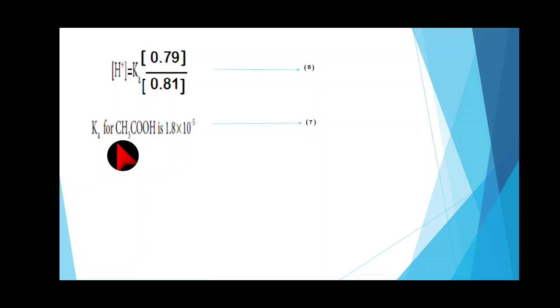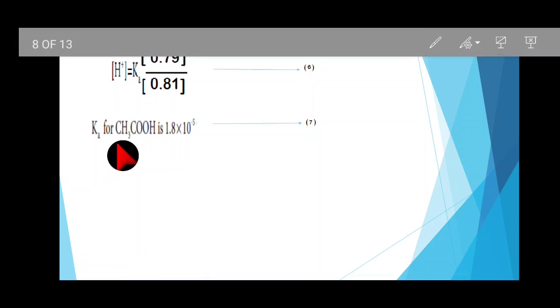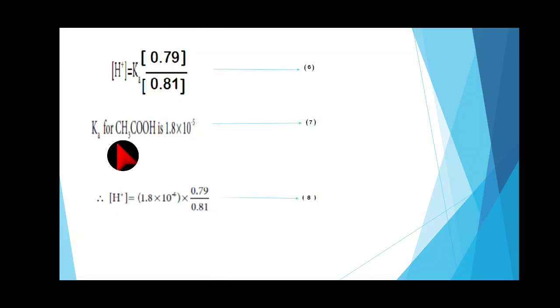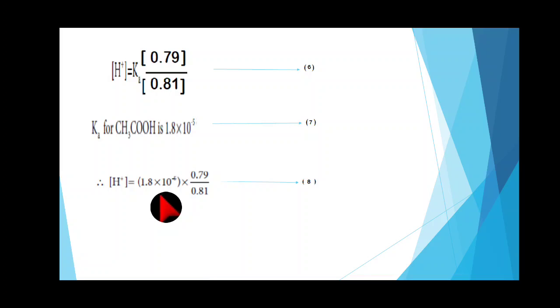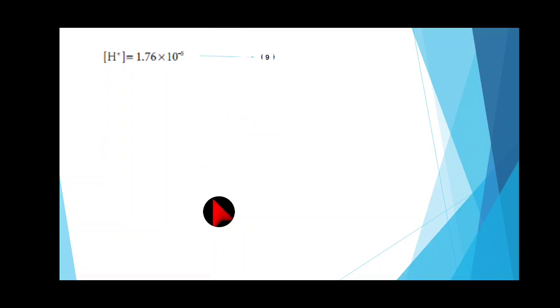Now Ka, the equilibrium constant for acetic acid, is 1.8 into 10 to the power minus 5. It is given, right? You just have to substitute the value in the previous equation. So we can get H plus concentration equal to 1.8 into 10 to the power minus 5 multiplied by 0.79 divided by 0.81. Now the H plus concentration value is 1.76 into 10 to the power minus 5. That is equation 9.